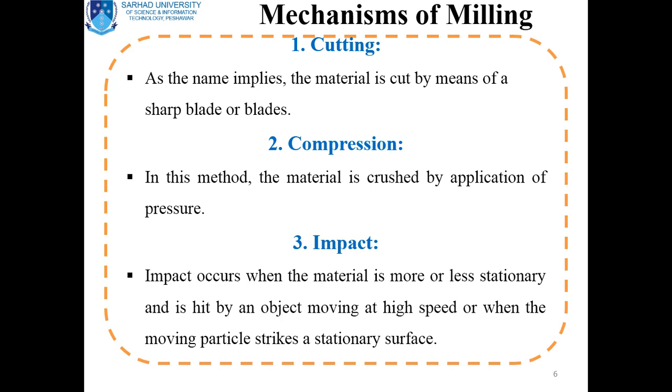The third mechanism utilized for milling is termed impact. Impact occurs when the material is more or less stationary and is hit by an object moving at high speed. Or the second case is when the moving particles strike a stationary surface. The particles are moving and striking the stationary surfaces, and in this way the particle size is reduced.